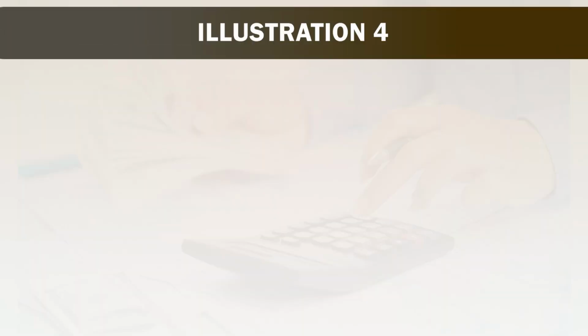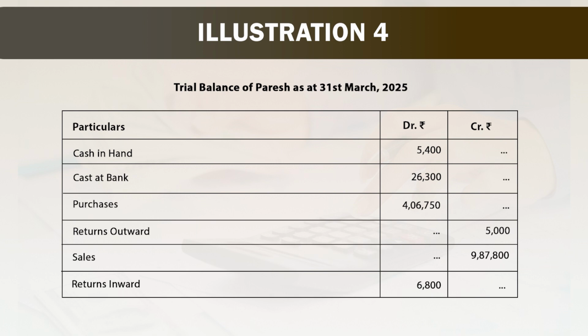Now friends, let us start with the illustration on preparation of final accounts, which includes adjustments. Illustration number 4: we are given the trial balance of Pares as at 31st March 2025. So, particulars, debit balances and credit balances. Friends, the first item given to us is cash in hand. It would appear in the balance sheet at asset side. Cash at bank 26,300, again it is an asset, and would appear in the balance sheet asset side.